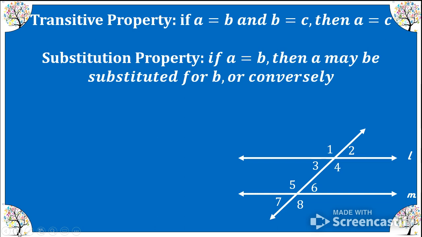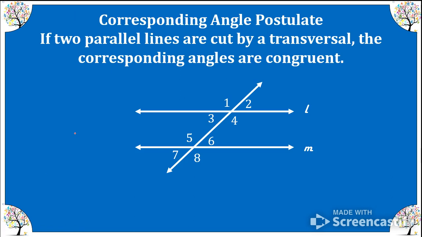This is the diagram that we'll be using throughout this lesson, so if you want to create that. The transitive property simply says if A equals B and B equals C, then A must equal C. So that's the transitive property. That's going to come in handy a lot. The substitution property: if A equals B, then A may be substituted for B or conversely. Again, pause the video at any point that you need it.